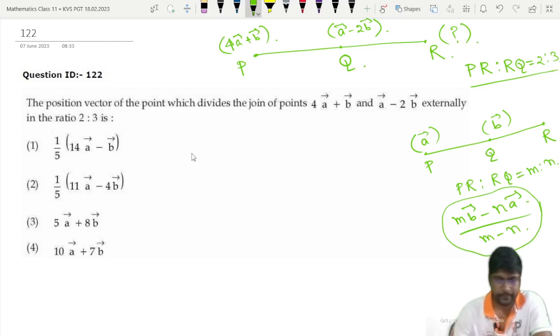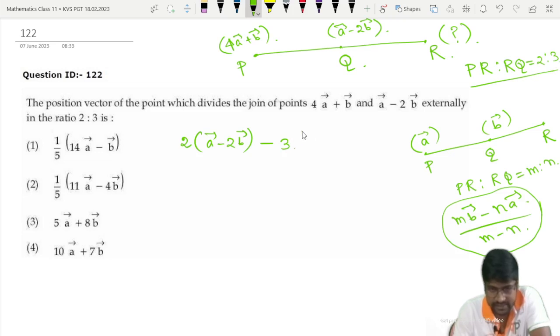So here we will apply the formula directly. What will be the position vector of R? They are divided in the ratio 2:3. So we have to write mb, m is to n, that means 2 into (a minus 2b), minus n, that means 3, into (4a plus b), divided by m minus n, m minus n means 2 minus 3.